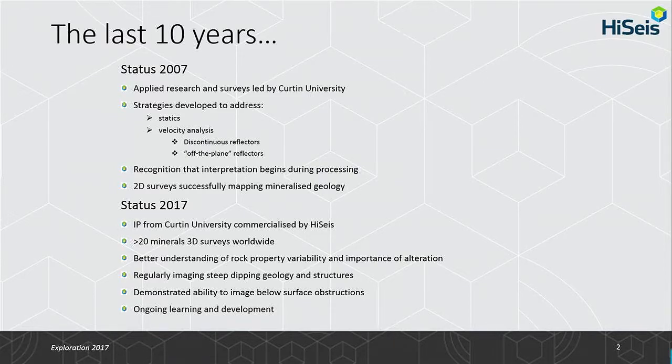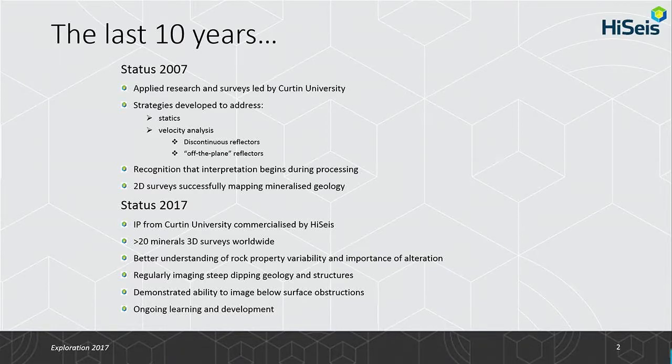So step forward 10 years, and HiSeis has commercialised the IP that was developed at Curtin University, and we've now done more than 20 3D seismic surveys in mineralised terrains throughout the world, together with numerous 2D surveys. We've developed over that period a much better understanding of the rock property variations in mineralised environments, and that'll be a focus of today's talk, together with a case history example.